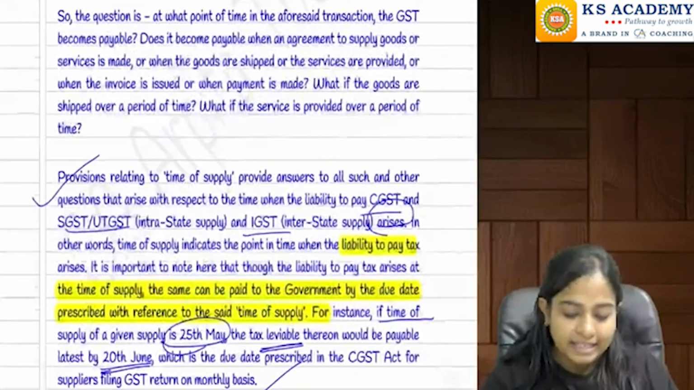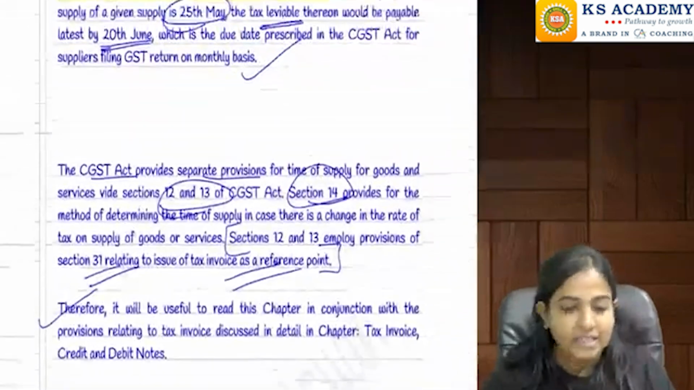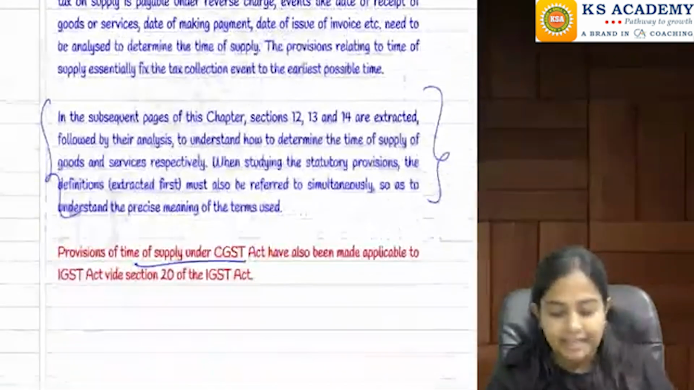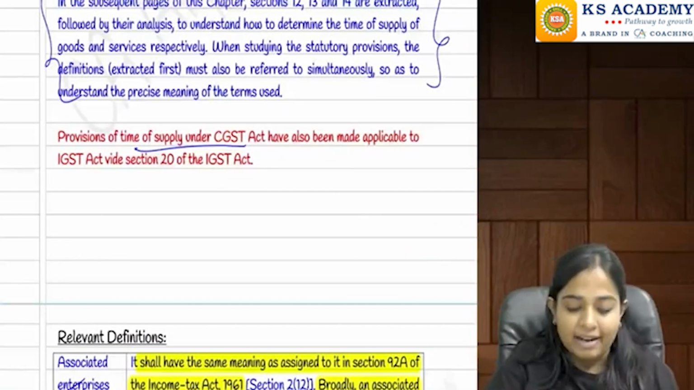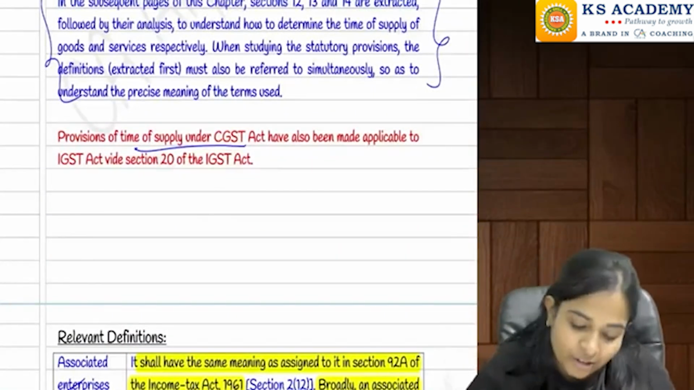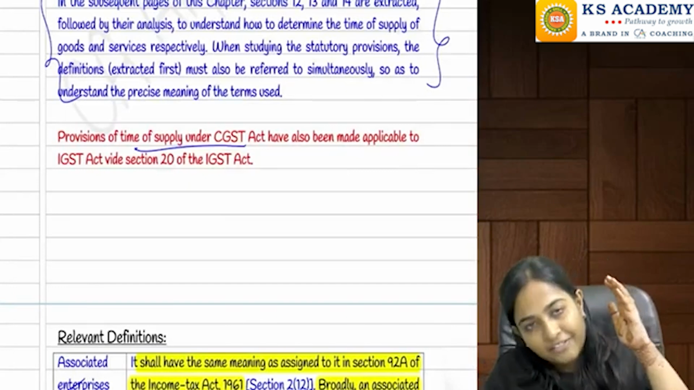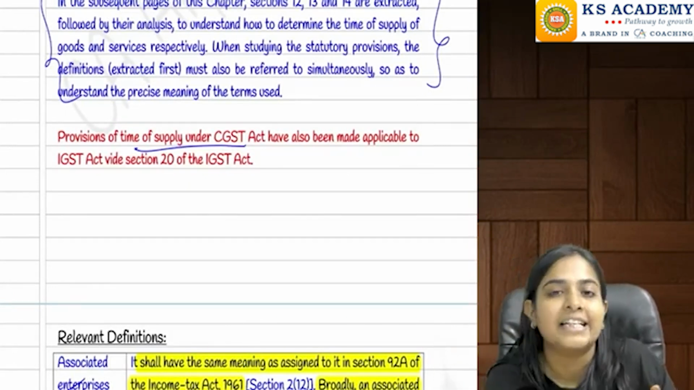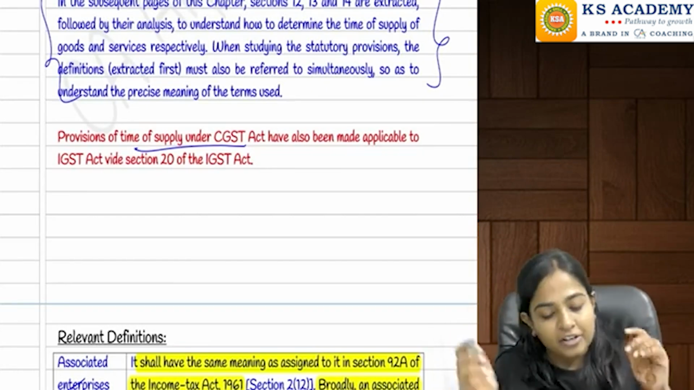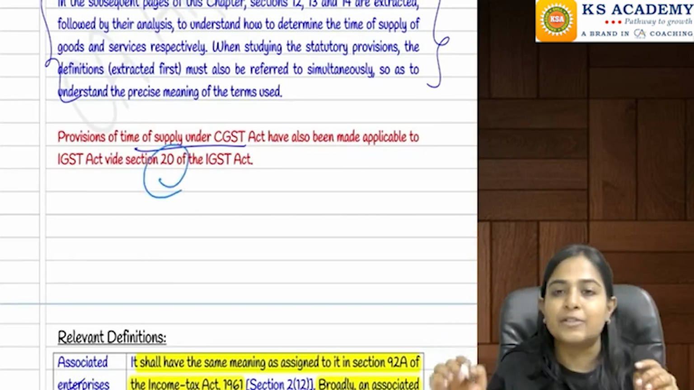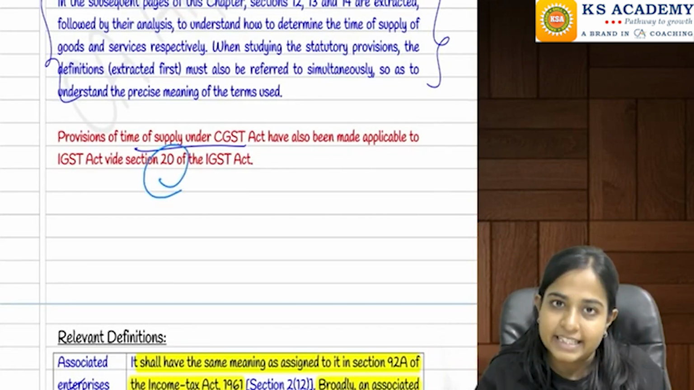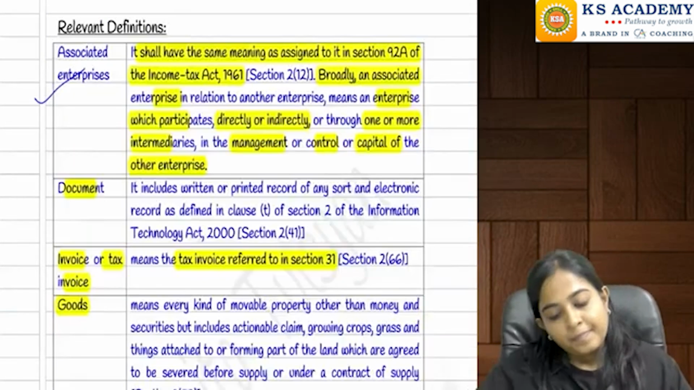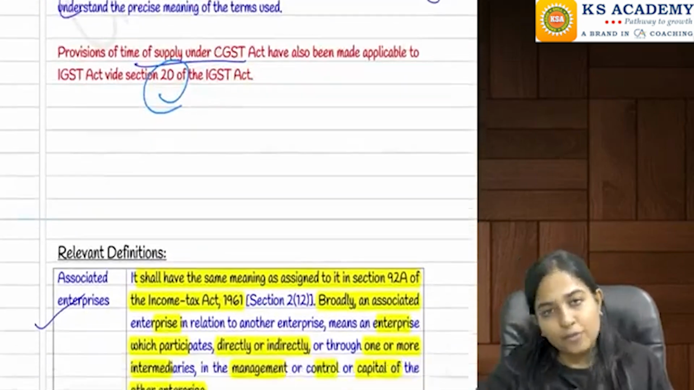So all these things are given here in the introduction, which is given in the book already. One more thing, they have also given us the reference. Just like you have section number 12 and 13 in your CGST Act, corresponding provisions for interstate supply of goods and services are covered under section number 20 of the IGST Act. I hope I am very clear till here, everyone. And that was your introduction part.